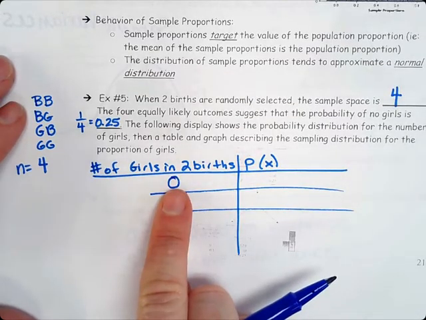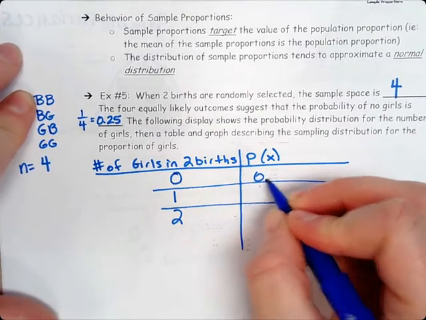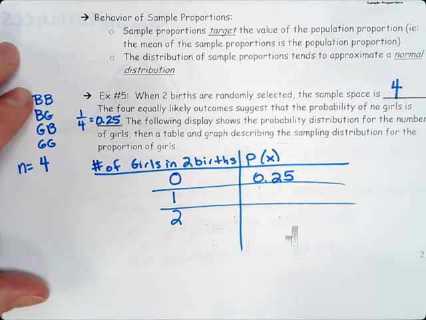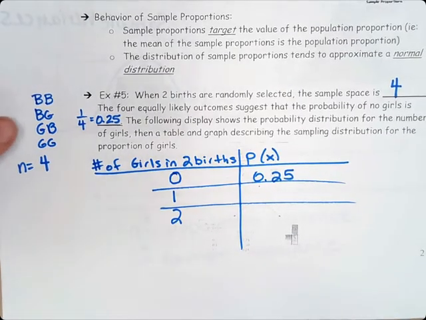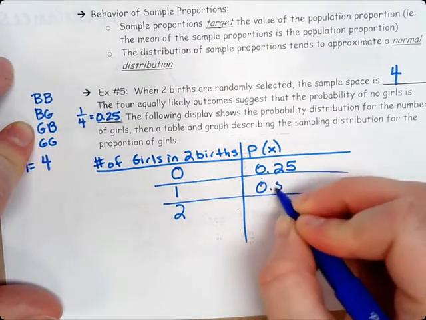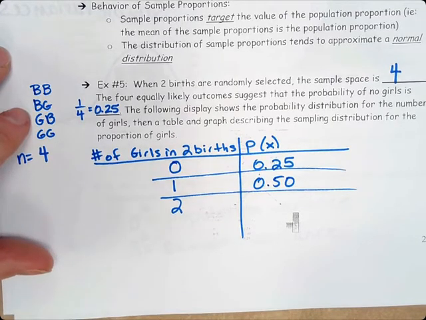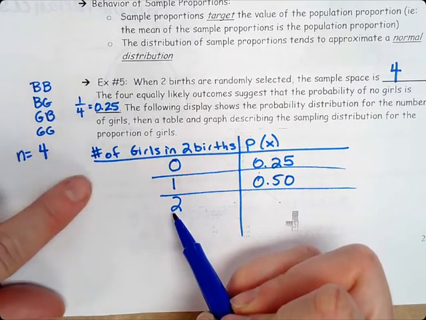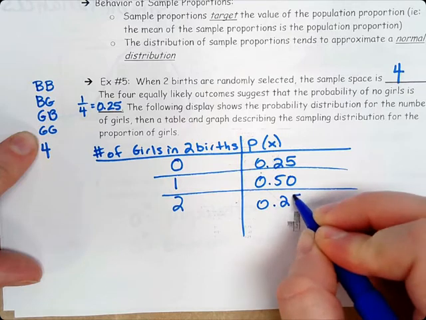What's the probability of having 0 girls in 2 births? The only option is boy, boy. So that's 0.25. How many times out of these 4 was the probability of getting 1 girl? Girl, boy, girl. So that's 2 out of the 4. So that'd be 0.5. And then for 2 girls, there's only one option that gives us that. So 1 out of 4, 0.25.